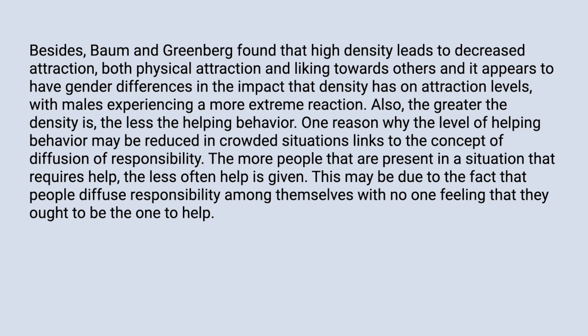One reason why the level of helping behavior may be reduced in crowded situations links to the concept of diffusion of responsibility. The more people that are present in a situation that requires help, the less often help is given. This may be due to the fact that people diffuse responsibility among themselves with no one feeling that they ought to be the one to help.